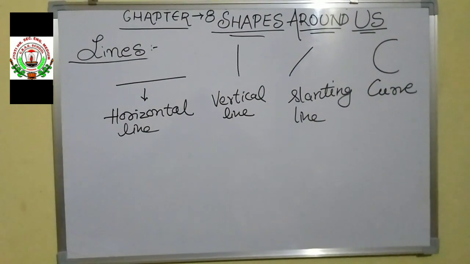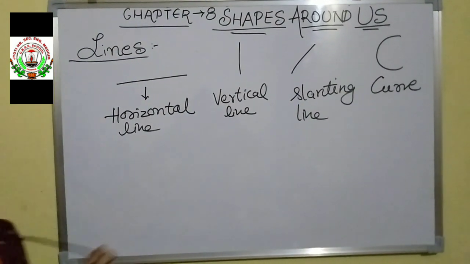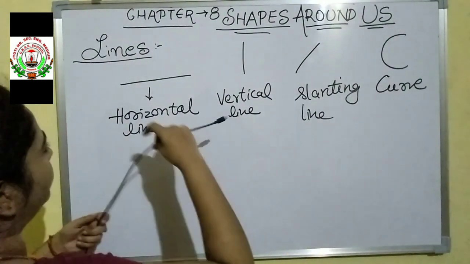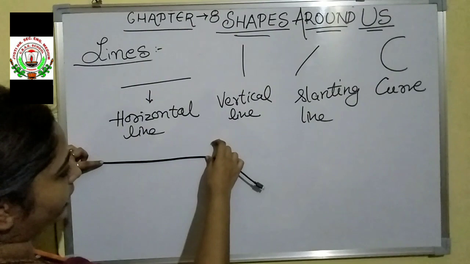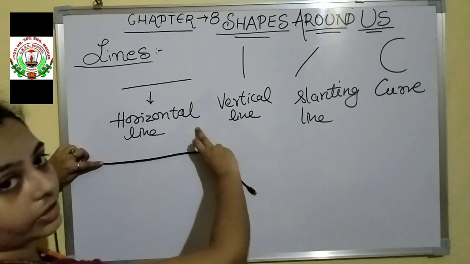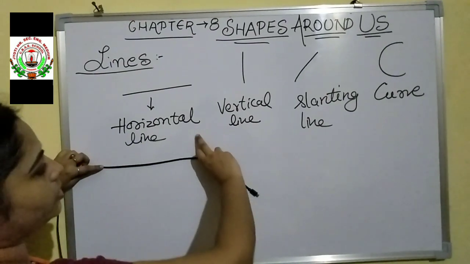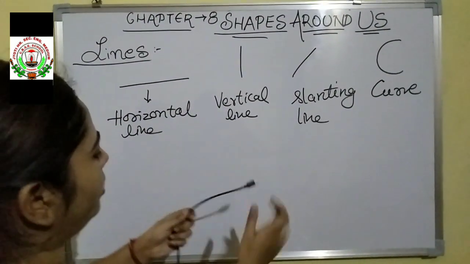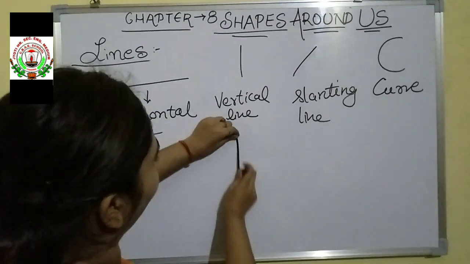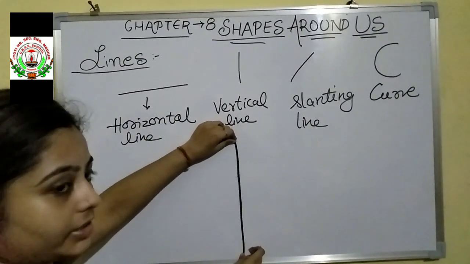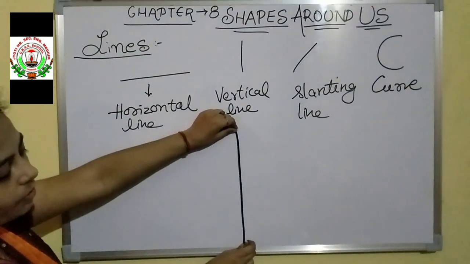Examples. See children, I have this wire. You can see this wire. If I keep this wire like this, then it can be called what? Horizontal line. Yes or no? Straight form में अगर इसको रखेंगे, then it is called a horizontal line. Okay. If I keep this wire in this form, you can see this, this is a form of vertical line.